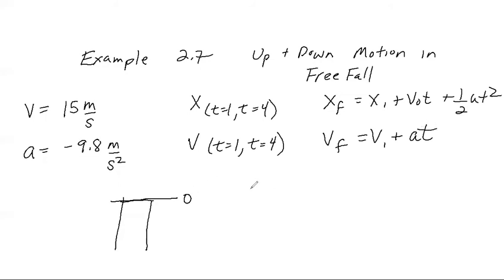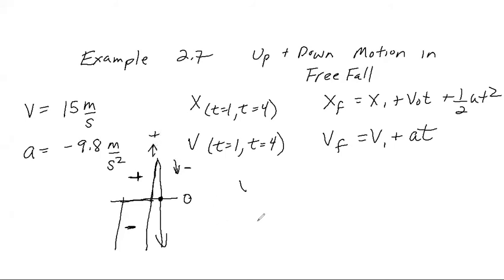For x final, since we're calling this 0, our ball is going to go up and back down. This will be our 0th point. Anything above this is going to be a positive position, and anything below it will be negative. For the velocity, when the ball is going upward, we'll call that positive, and this direction will be negative.